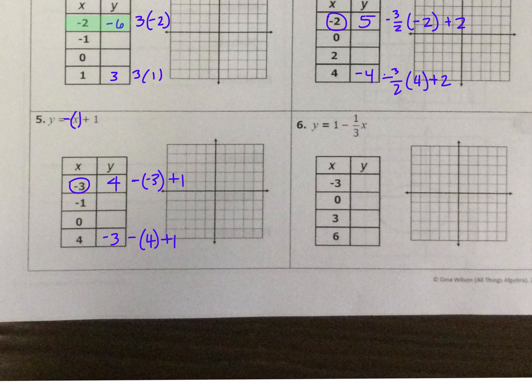Number 6, the equation is 1 minus 1/3 times x. 1 minus 1/3 times our x in the first one is -3. That's a -3, sorry. When I type that in my calculator, I get a 2. Let's do the bottom one. 1 minus 1/3 times 6. When I type that in, I get a -1. This one, you will not be able to graph either because it won't fit on the graph.